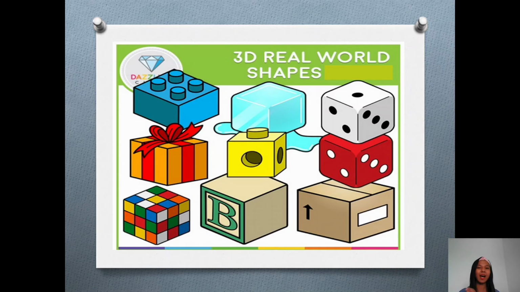Now you're going to tell me what kind of 3D shape this is. Can you still remember? I guess you have the correct answer. It's a cube. Examples of cubes in real life: dice, a gift, boxes. Again, cubes, spell it out please. Cubes.